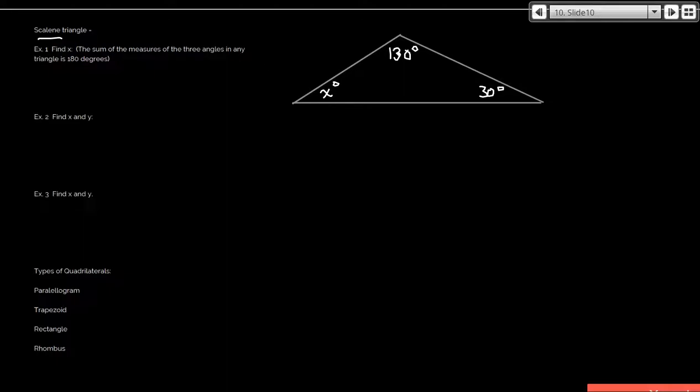So here we have a triangle. These should all add up to 180. So these two add up to 160. So if all 3 have to add up to 180, x has to equal 20. The degree is already there. That's why they don't put the degree here. We're just substituting in for x. So we're finding x, it's 20.